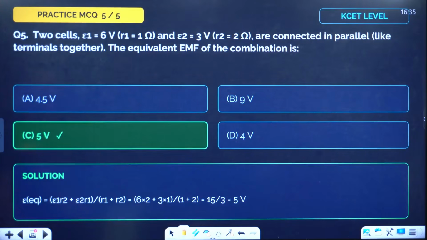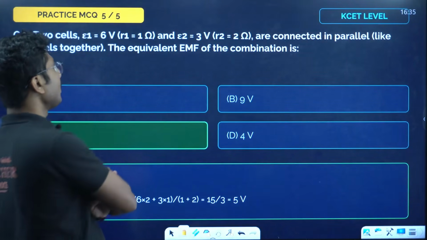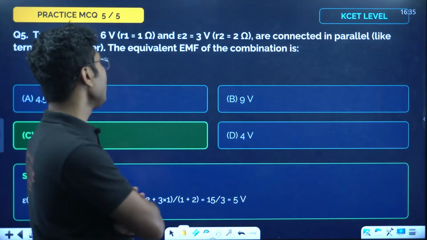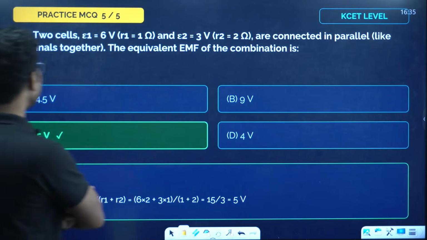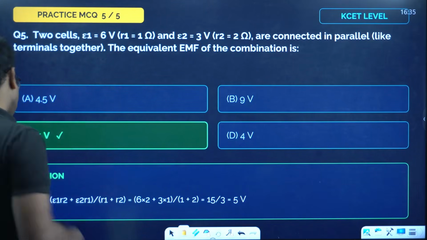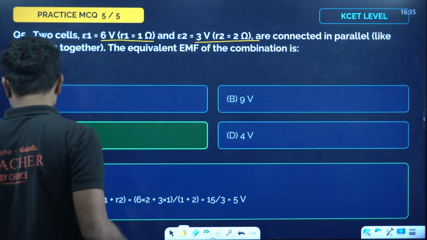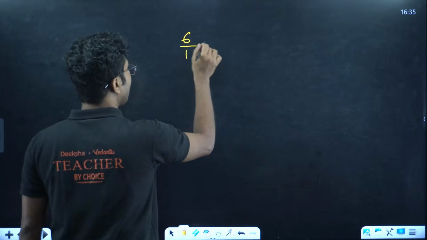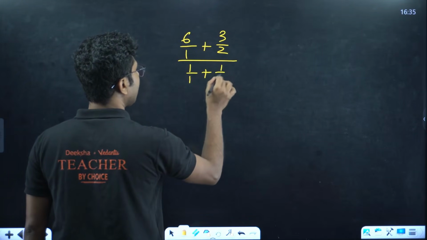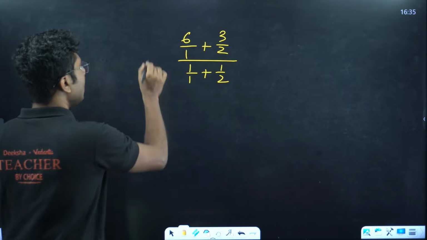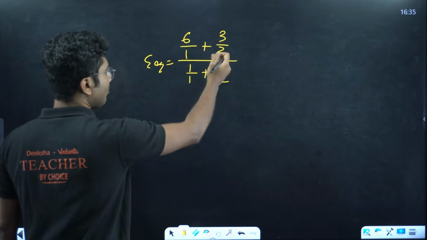Now the last problem of the day. 2 cells, epsilon 1 equals 6 volt, R1 1 ohm, epsilon 2 3 volt, R2 2 ohm, are connected in parallel, like terminals together. The equivalent EMF of this combination is, so 6 and 1, 3 and 2, so 6 by 1 plus 3 by 2 divided by 1 by 1 plus 1 by 2. That's it, equivalent EMF. This is the formula. 6 by 1, 3 by 2, 1 by 1, 1 by 2.